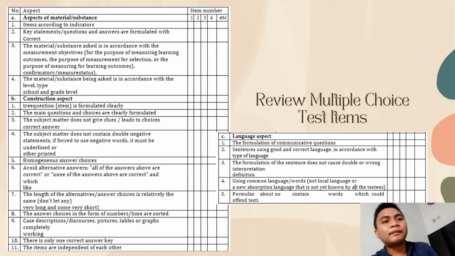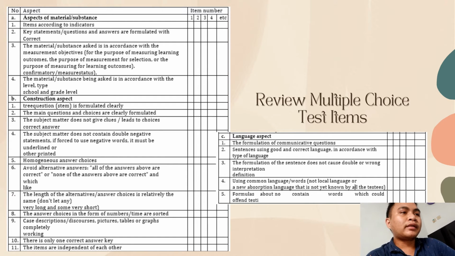And then the last is reviewing the multiple choice test item. As before, it is a little bit different in here. For the material aspect, the item is the same according to the indicator, the case statement or question. The material or substance is in accordance with the measurement objective. The material or substance is in accordance with the level, type, school, and grade level.